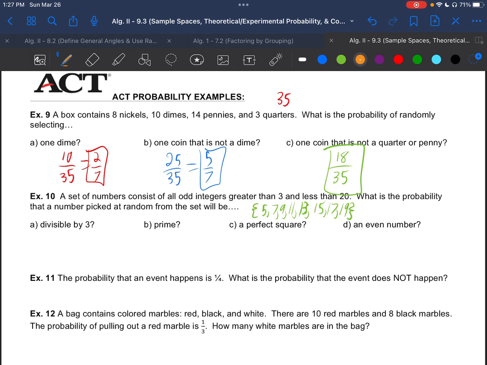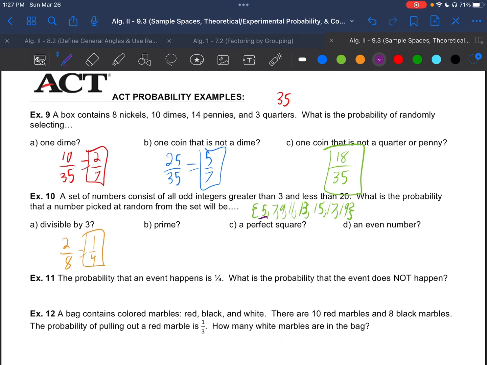So what's the odds that it's divisible by 3? So how many total numbers are there that we're selecting from? There are 8. So how many are divisible by 3? Well, you got 9 and you got 15. So 2 of these 8, aka a fourth of them, are.